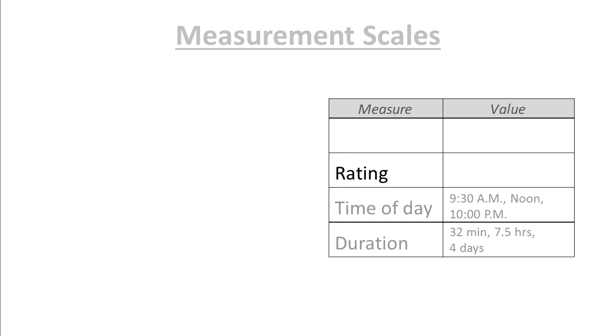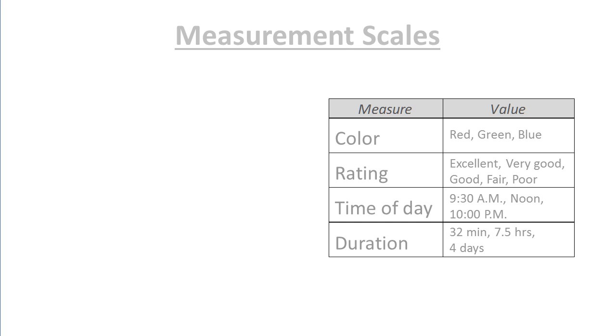The third measurement is called rating. Values of rating are excellent, very good, good, fair, and poor. The final measurement is called color. The values of color include red, green, and blue.